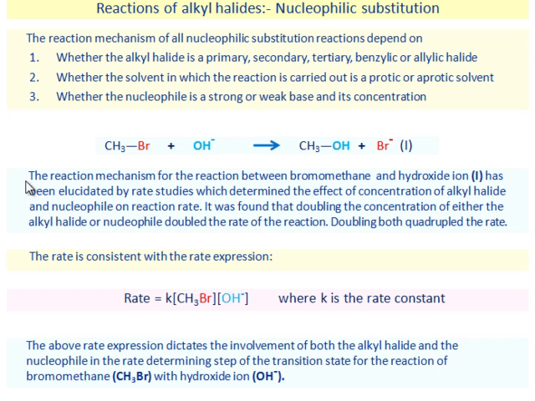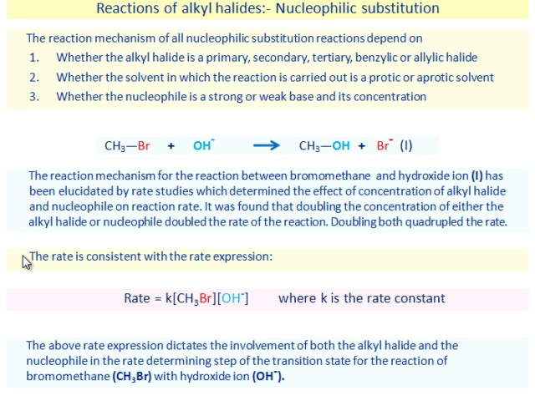The reaction mechanism for the reaction between bromomethane and hydroxide ion has been elucidated by rate studies, which determine the effect of concentration of alkyl halide and nucleophile on reaction rate. It was found that doubling the concentration of either the alkyl halide or nucleophile doubled the rate of the reaction. Doubling both quadrupled the rate.